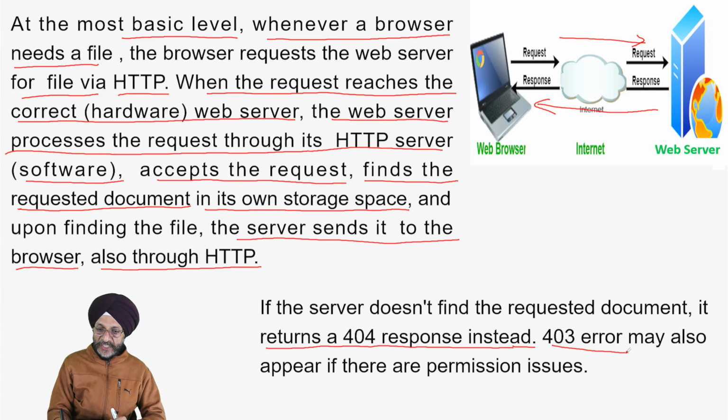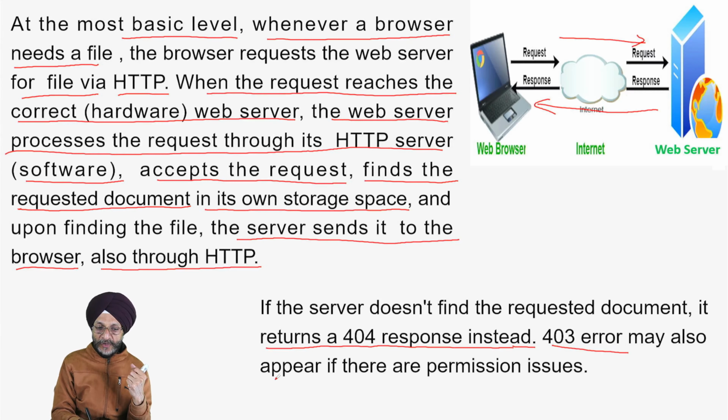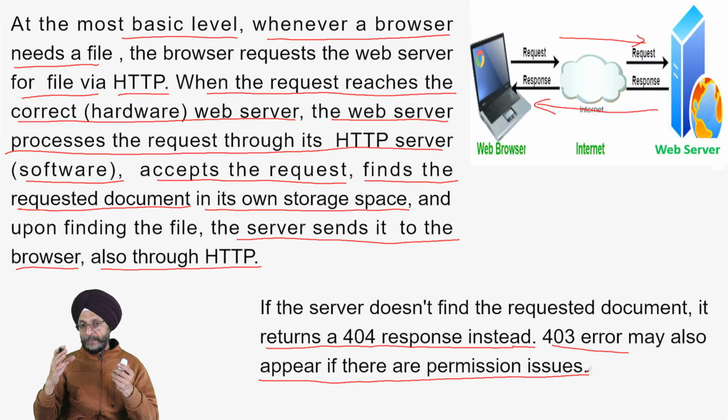Sometimes 403 error may appear on your screen when you make a request for a particular file. It relates to the permission issues. That is, the file which we have requested is not permissible to us. We do not have the authority to access that file.